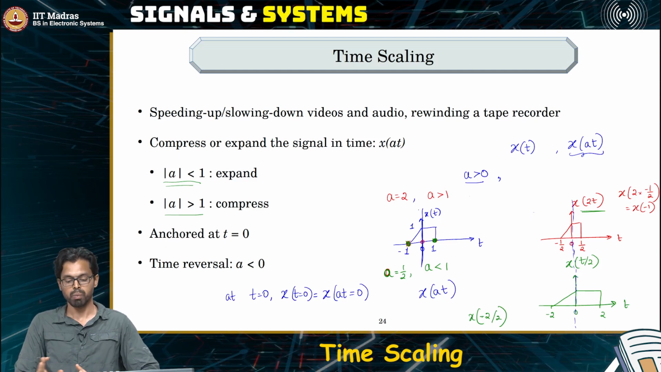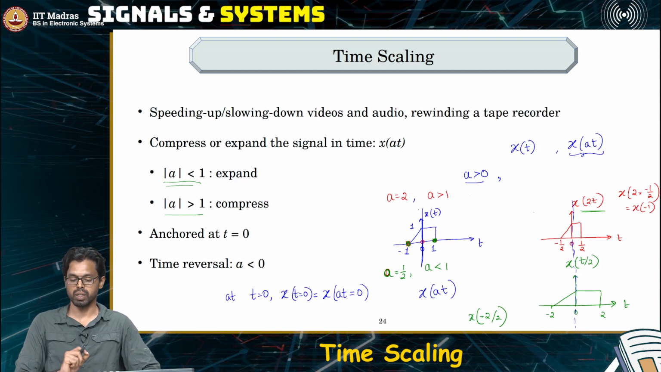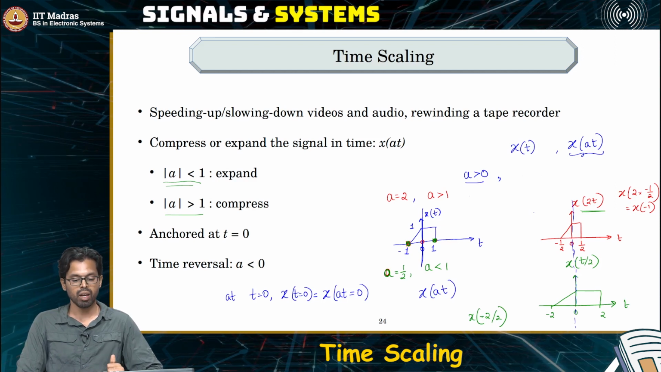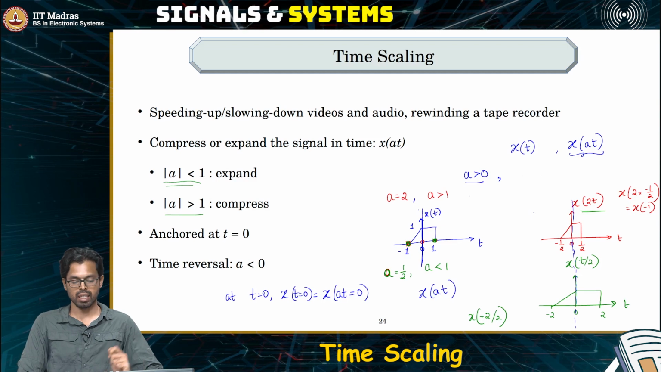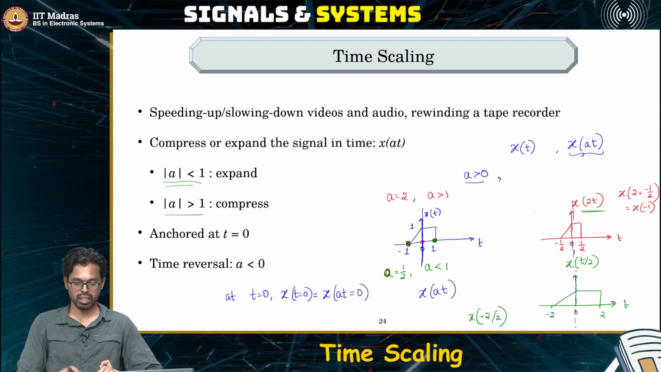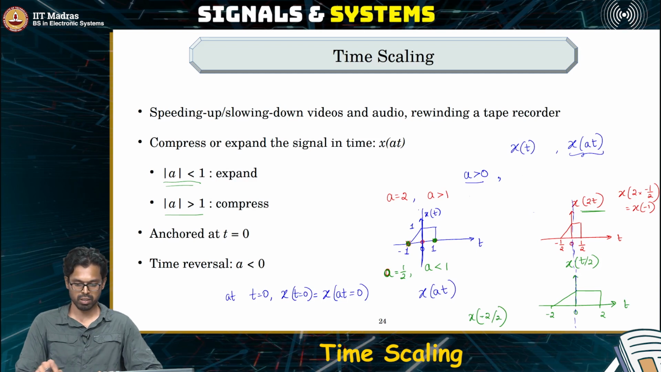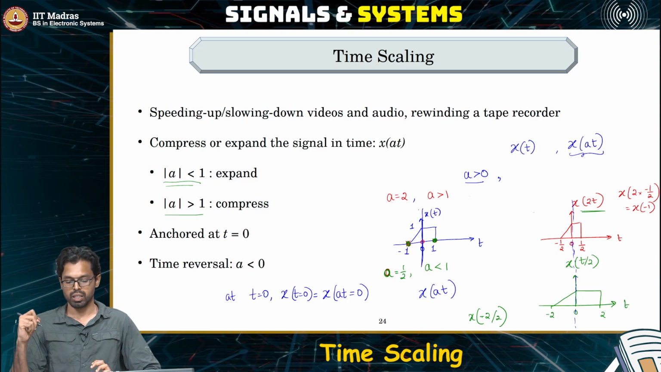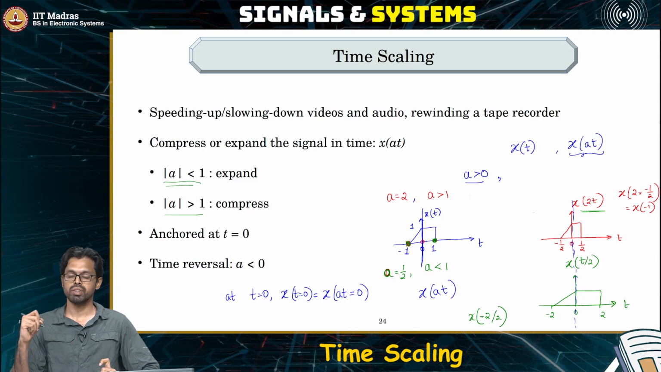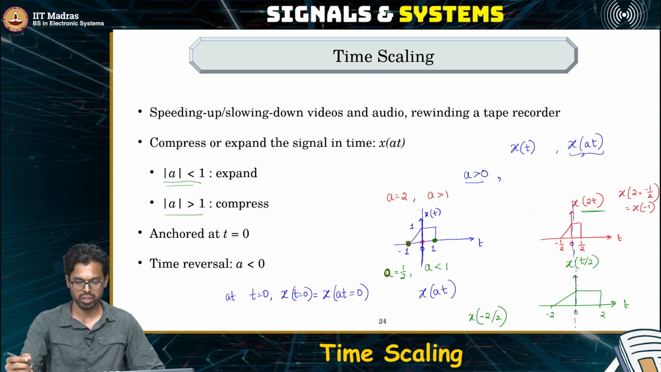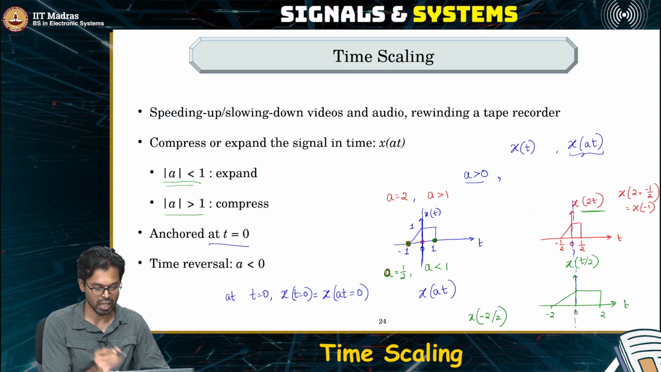The origin will move only with the shifting operation, but not with the scaling operation. If a is positive and less than 1, you get the signal to be expanding. If a is positive and greater than 1, you get the signal to compress. We saw this in these examples. So this expansion or compression about the point t equal to 0, or about the origin, is what we refer to as anchoring.